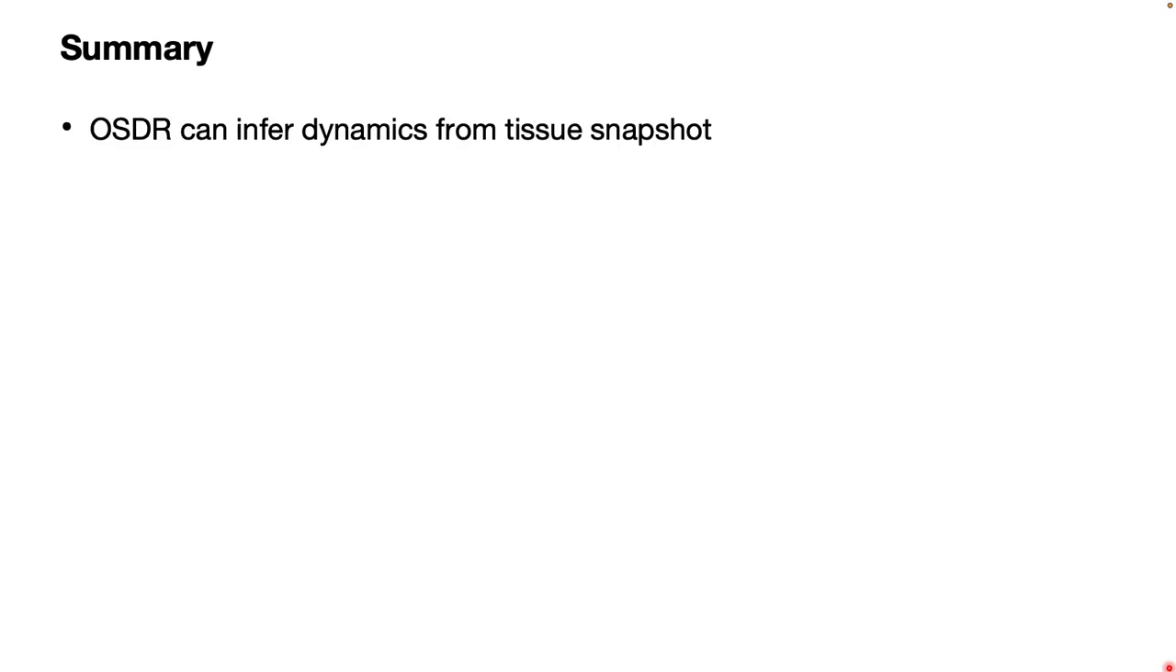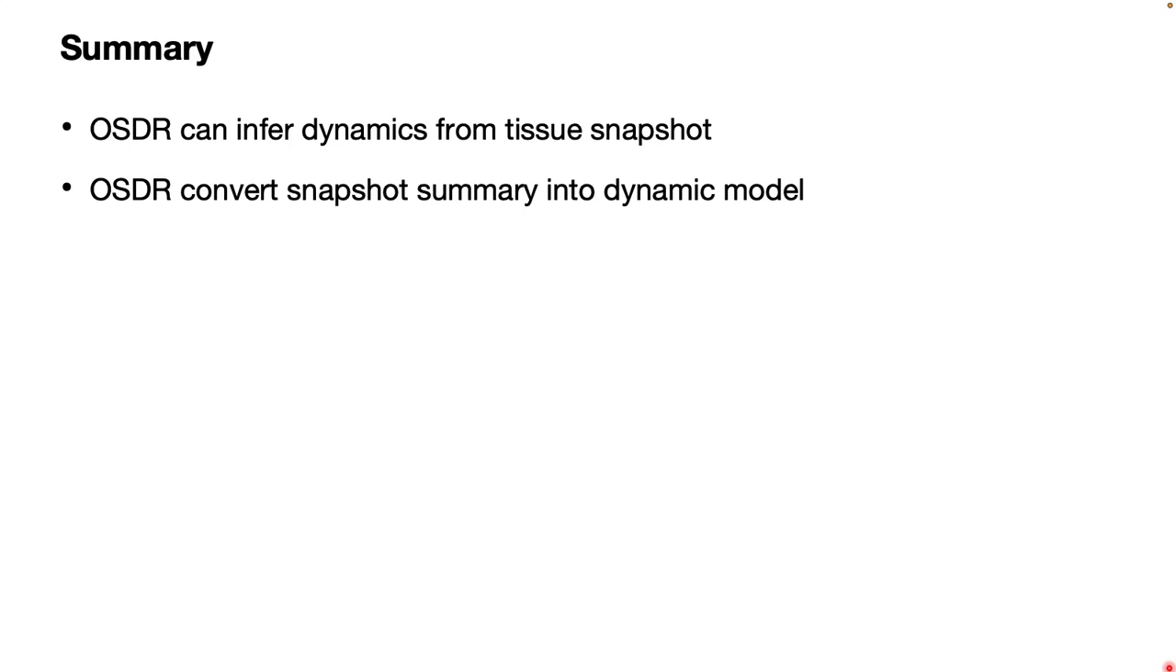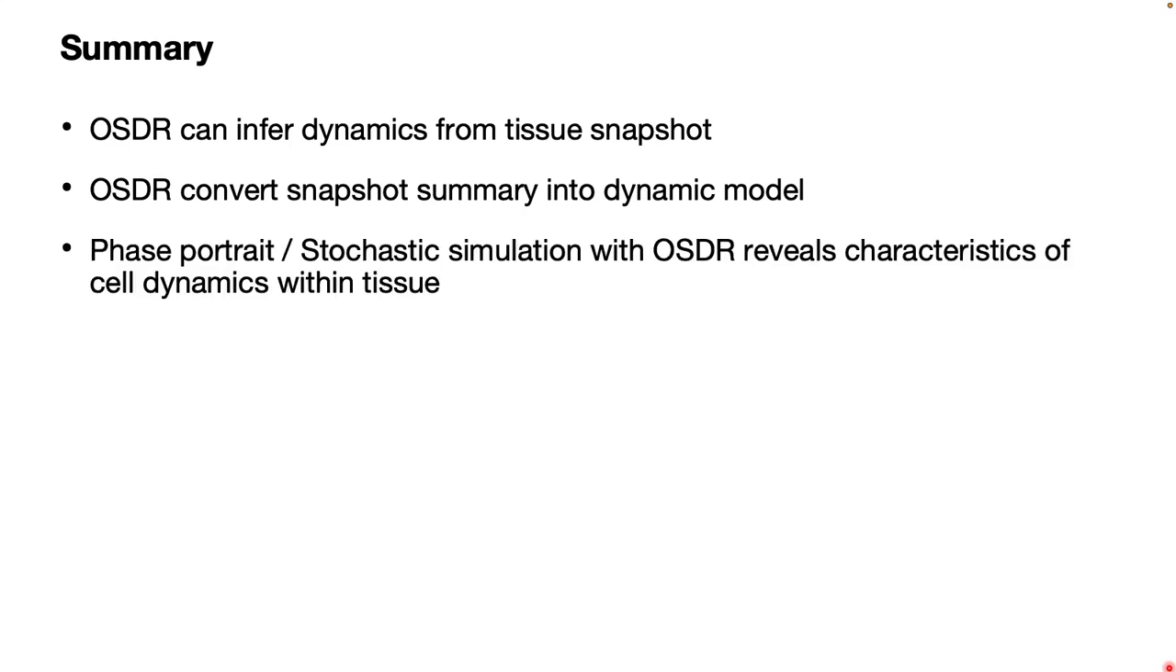So this is our last summary. OSDR is a method that can infer dynamics from tissue snapshots. It converts a snapshot summary into a dynamic model. And they made phase portraits and stochastic simulations to reveal the characteristics of cell dynamics within tissue.